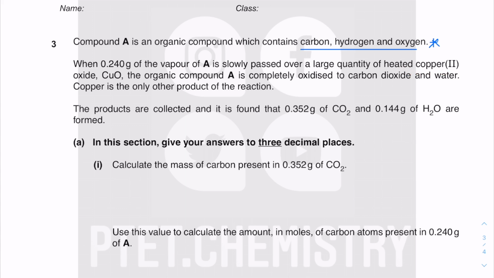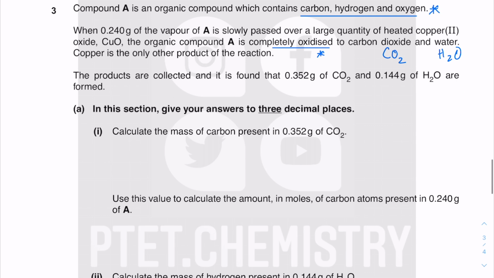You get it completely oxidized. You haven't really done this chemistry yet, and you will know more about what oxidation means, perhaps by the end of the year, in about half a year's time, I guess. Carbon dioxide, you know, CO2. Water, you know, H2O. The products are collected, and you found out that you have this much carbon dioxide, this much water.